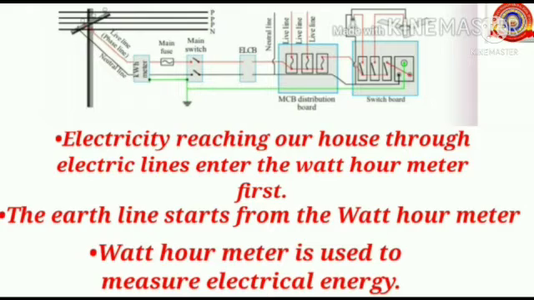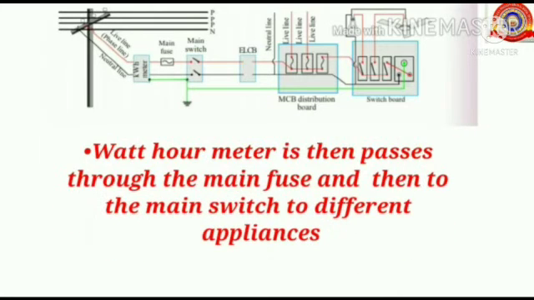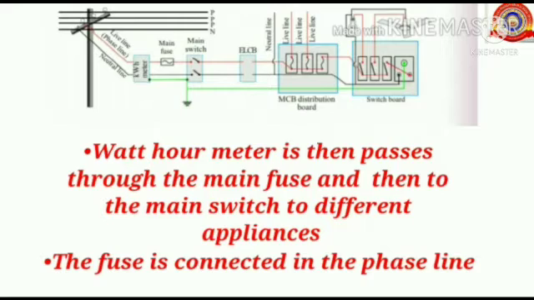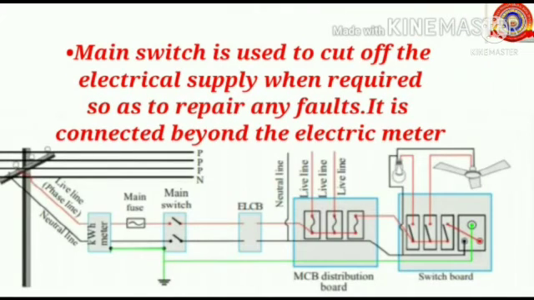The earth line starts from the watt hour meter. The watt hour meter is used to measure electrical energy. The watt hour meter then passes through the main fuse and then to the main switch to different appliances. The fuse is connected in the phase line. Phase line is the line which electricity passes through, so it is also called live line.